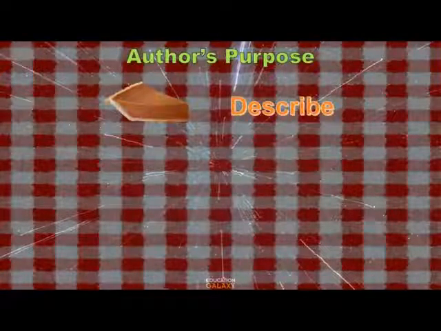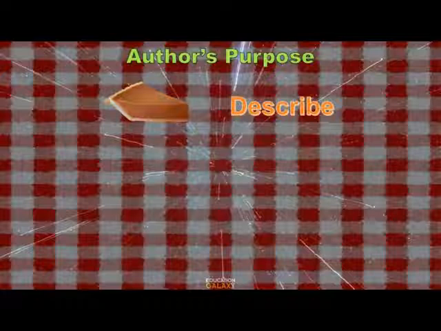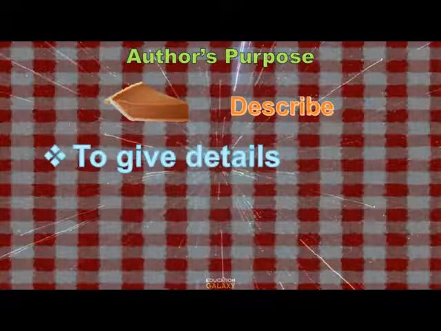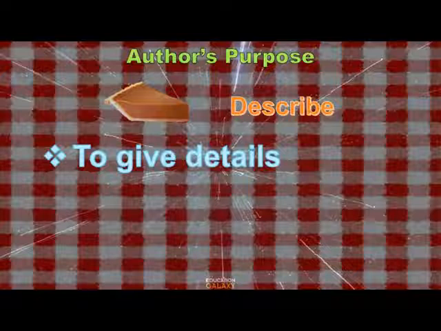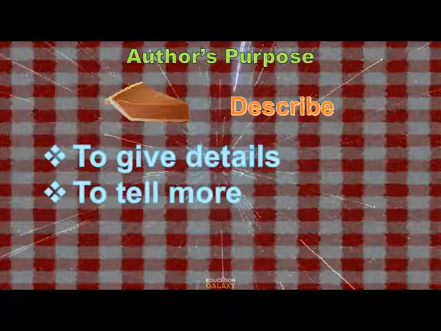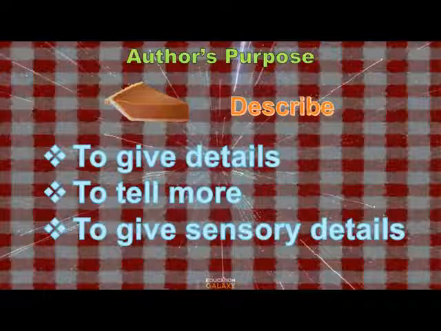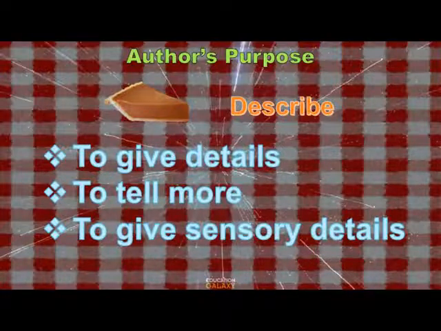The very last step is describing. This is the last author's purpose. Yay, we're almost at the end of the lesson. When the author's purpose is to describe, the passage gives details and tells more about a subject. It gives sensory details that help you understand the topic better.